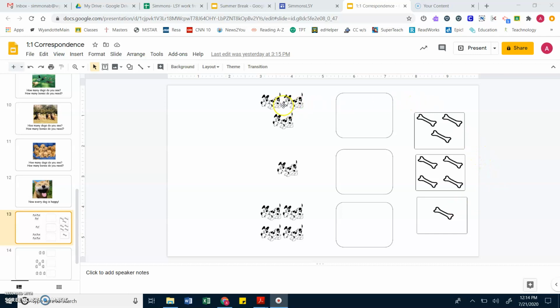So we're going to look at our first picture. We have dogs. They look like Dalmatians because they have spots on them. We will go ahead and we will count these dogs.